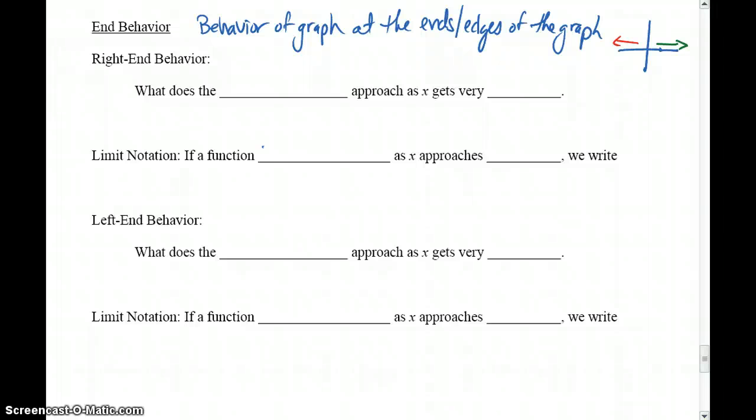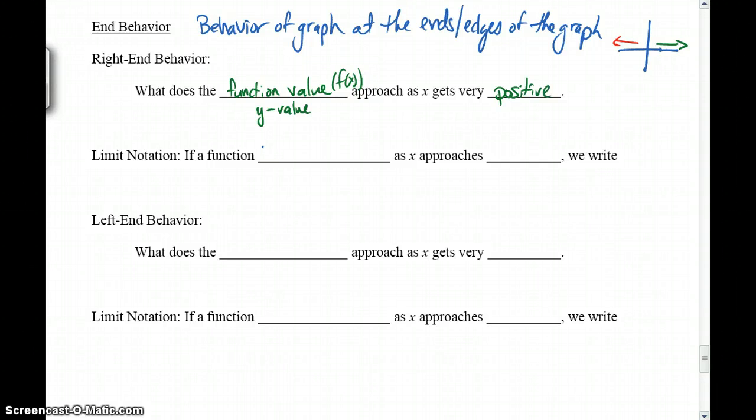So we'll start with the right hand behavior. This is the green in that picture. What does the function value, also known as f of x, approach? What are our y values? Let me write down here our y value, because we know that our function value and our y value are the same thing. What does it approach as x gets very positive?